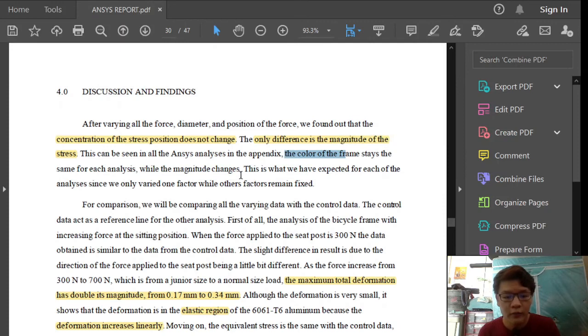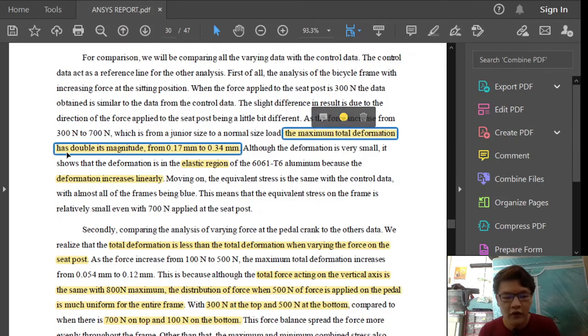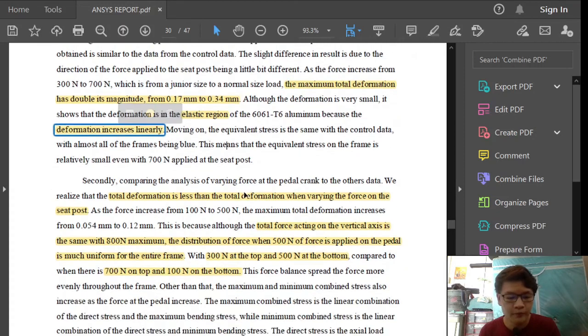we vary one factor. Using the first analysis as comparison, we note that the maximum total deformation has doubled its magnitude from 0.17 mm to 0.34 mm when we increase the seating force from 300 Newton to 700 Newton. This shows that the deformation is in the elastic region of the material because the deformation increased linearly.